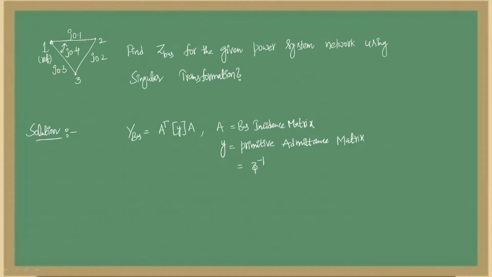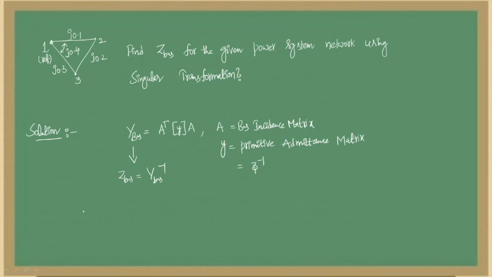By substituting the primitive admittance matrix as well as the bus incidence matrix in this mathematical expression, you can obtain the Y-bus matrix. And from that Y-bus matrix, if you want to get the Z-bus matrix, you need to take the inverse of the Y-bus matrix. So the first step is to find the bus incidence matrix. The next step is to find the primitive admittance matrix. The third step is to find Y-bus, and finally from Y-bus we can find Z-bus. These are the steps involved in finding the Z-bus matrix using the singular transformation method.